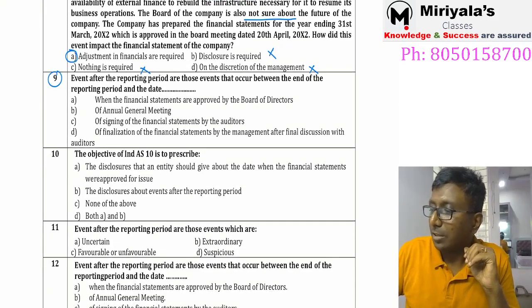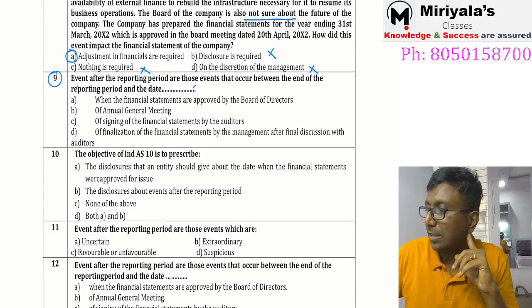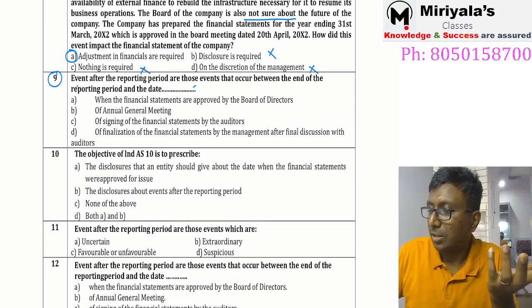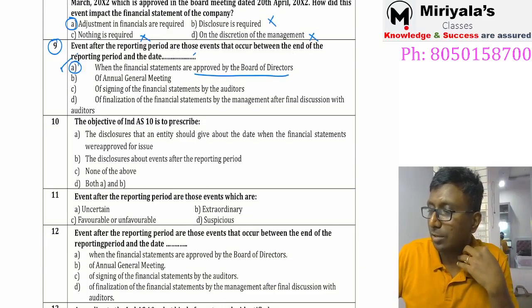Ninth bit. Events after the reporting period are those events that occur between the end of the reporting date and which date? Board of Directors approve. Correct? Now, approval of financial statements by the Board of Directors. Silly and straight question.